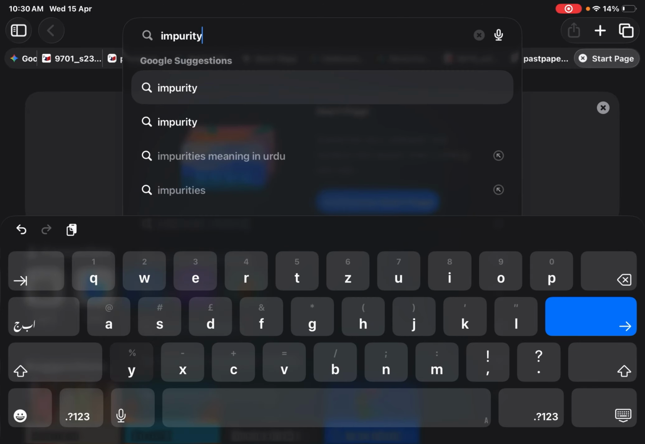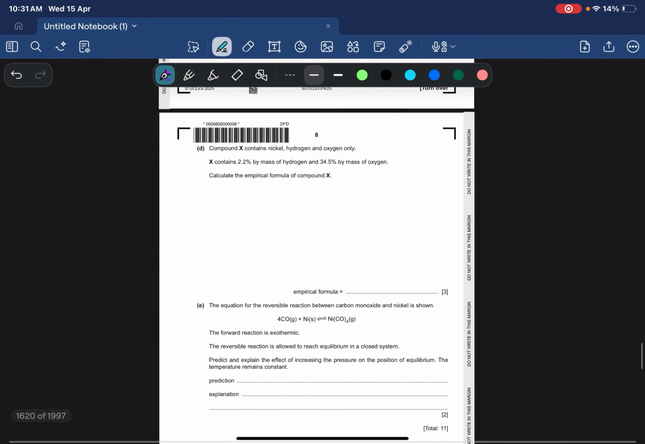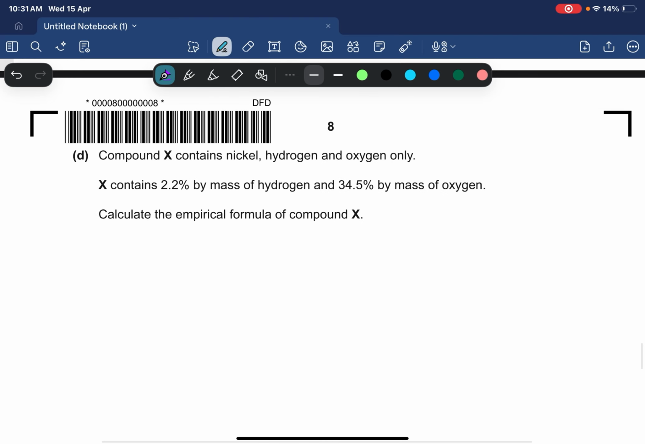Impurities do not increase the melting point, rather they lower the melting point. I told you, impurities lower the melting point and they increase the boiling point. Water that has salt in it is not going to boil at 100. It's going to boil at 105, 110, whatever, above 100. And water that has salt, the ice of that water, because it's impure, is going to melt below 0. Got it?